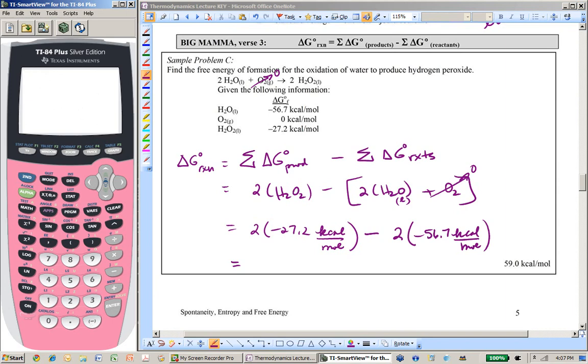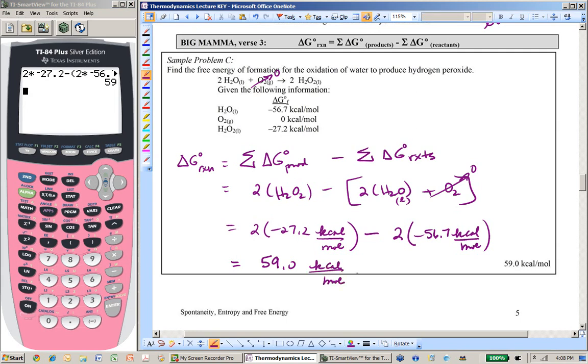So 2 times negative 27.2 minus, I'm going to open a paren, 2 times negative 56.7, close paren. 59. So 59 came out nice and even, huh? I'm going to put 0.0 because they put their stuff in decimal places. 59.0, and this will be kilocalories per mole.